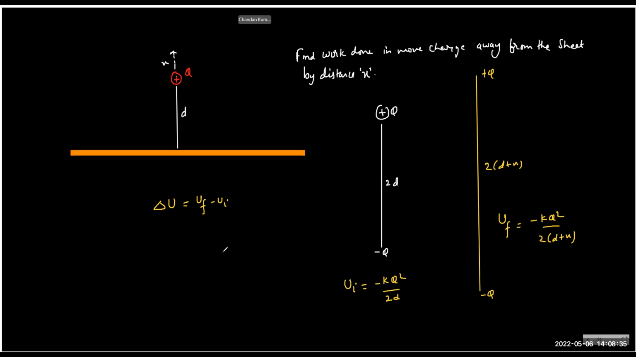Okay. So the question is, we can find the delta U, and the delta U turns out to be minus k. Okay, I can just write, because it's a minus sign, we can write it as kq square by 2 into 1 by d minus 1 by d plus x, right? Yes, sir. And this turns out to be x upon d into d plus x, right? Yes, sir. But this is a change in potential energy.